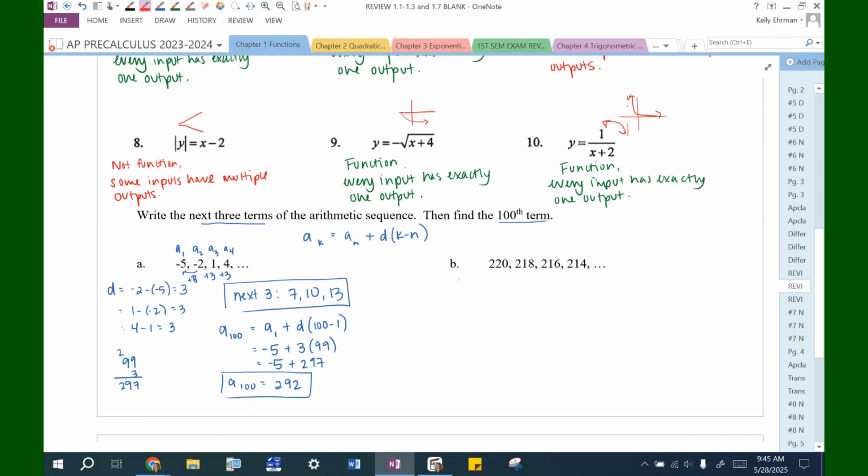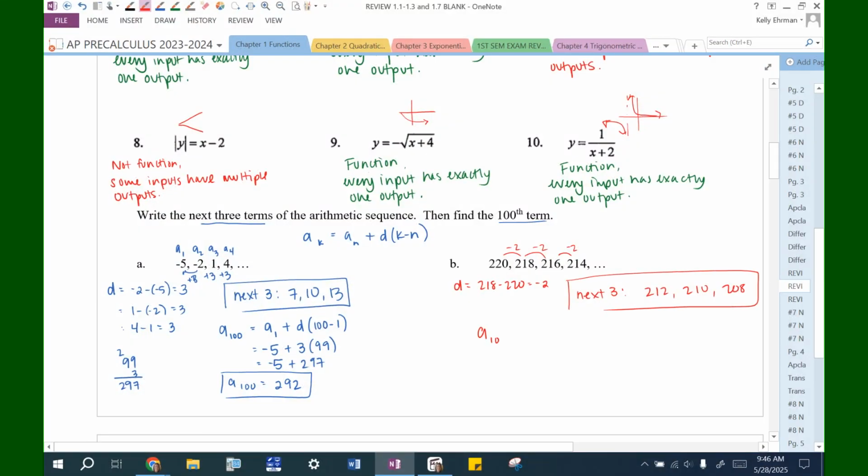All right, so let's find the common difference for this one. 218 minus 220 is negative 2. That means, yeah, you're just subtracting 2 to get to the next term. So the next 3 terms, just keep subtracting 2. So 212, 210, 208. Those are the next 3 terms.